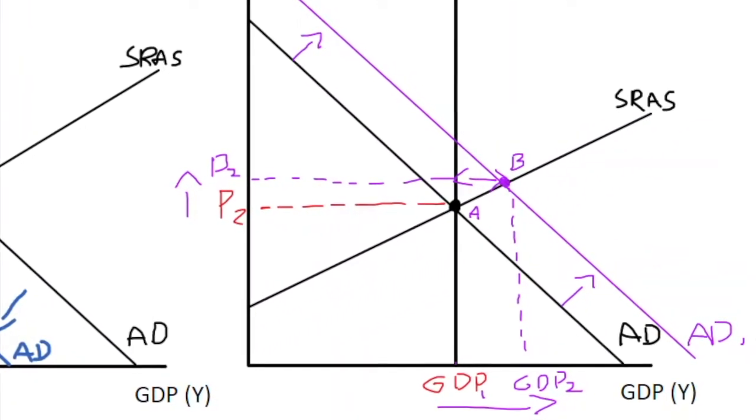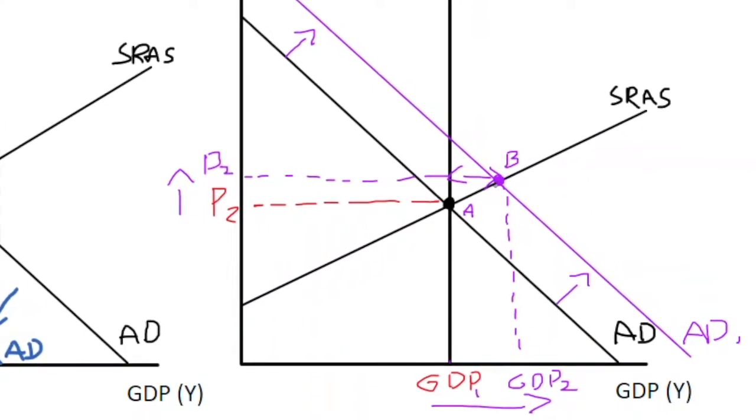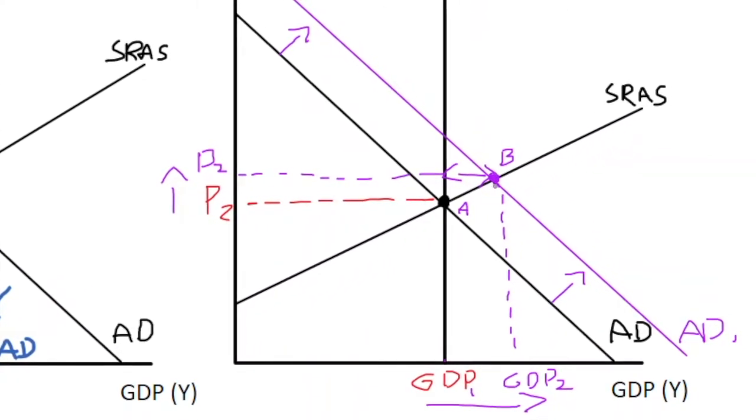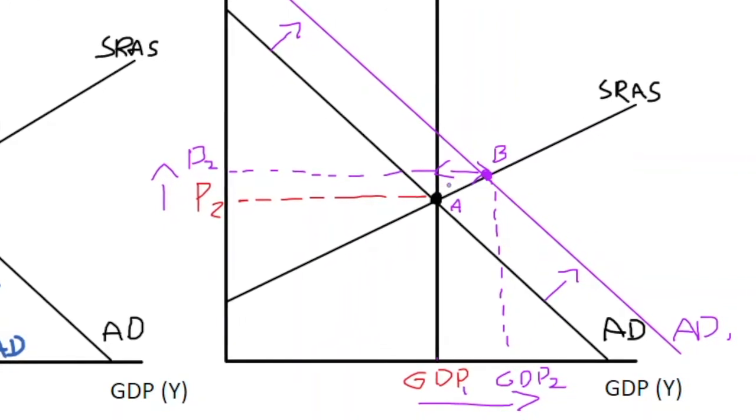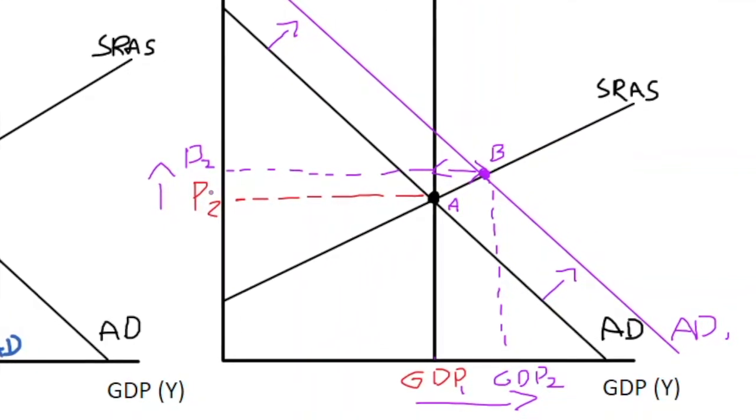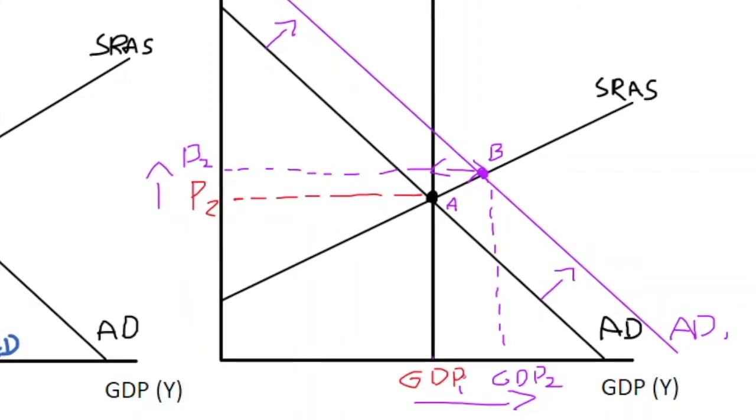So in the short run, the economy is overheating here. It's producing more than there is in terms of natural potential output, and it causes inflationary pressure, and it may increase GDP in the short run as well.